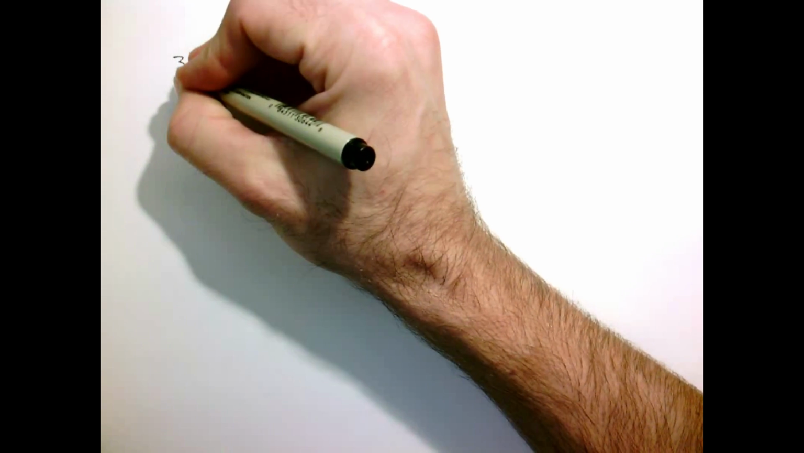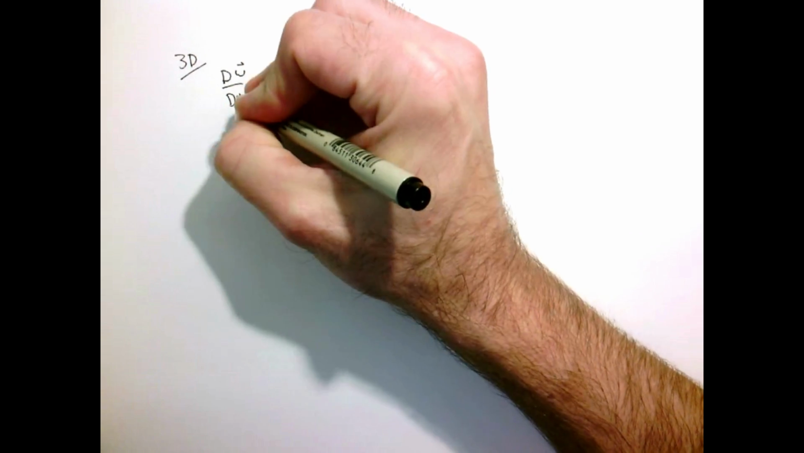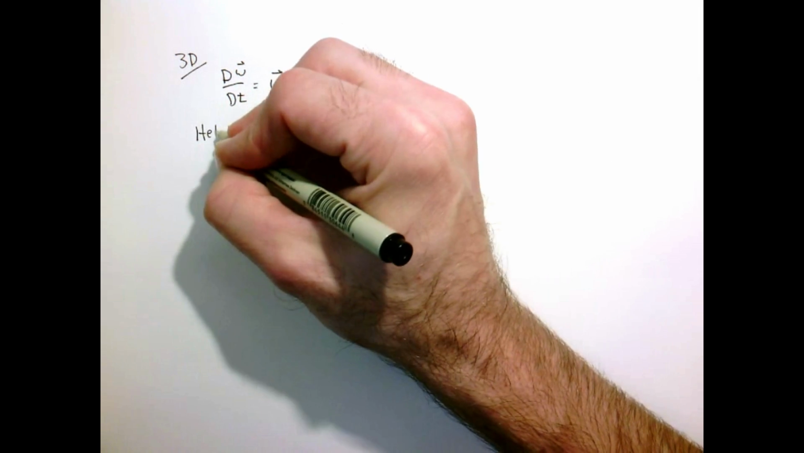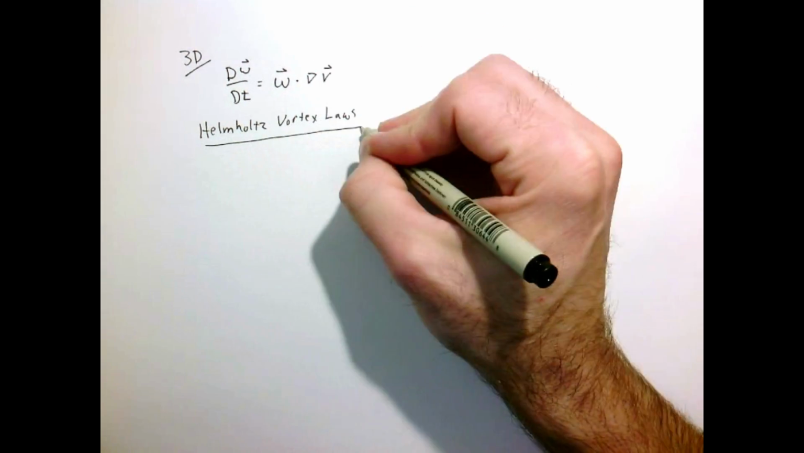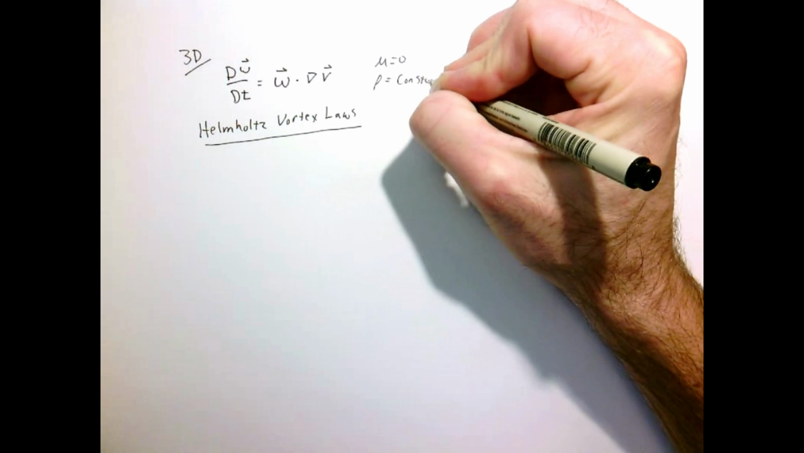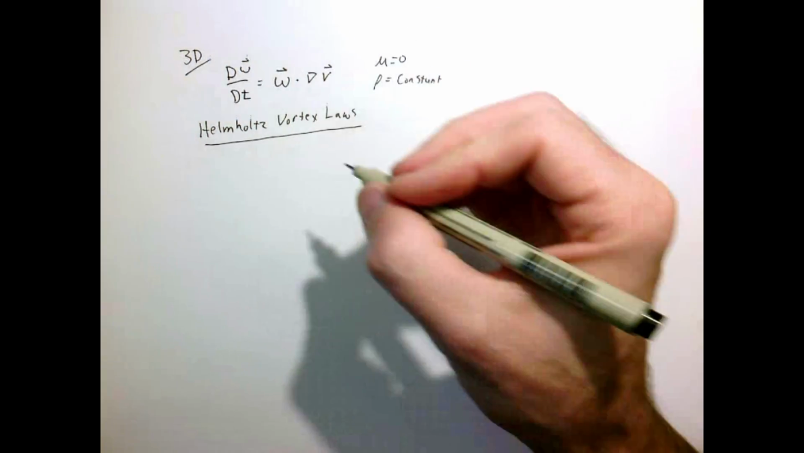So now let's just discuss a few things in 3D. So in 3D, our equation is such, and I won't derive these, I'll just state them, but there's sort of three vortex laws which are given by Helmholtz. And this is again in the assumption of no viscosity and constant density.